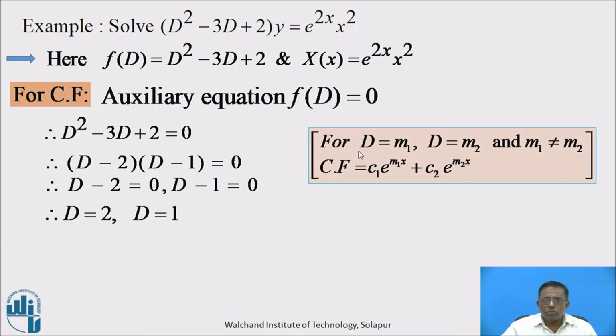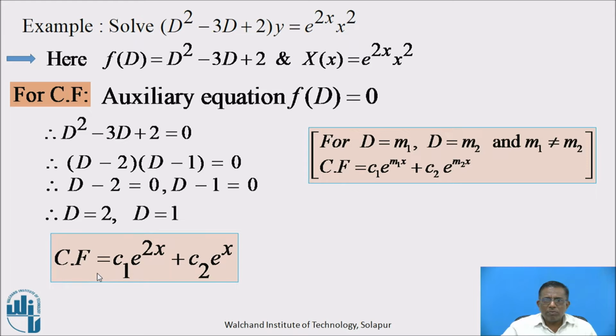Hence, by the rule of CF, when D = m1 and D = m2, where m1 is not equal to m2, then CF can be written as c1 e^(m1 x) + c2 e^(m2 x). Therefore, by this rule, CF = c1 e^(2x) + c2 e^(1x).